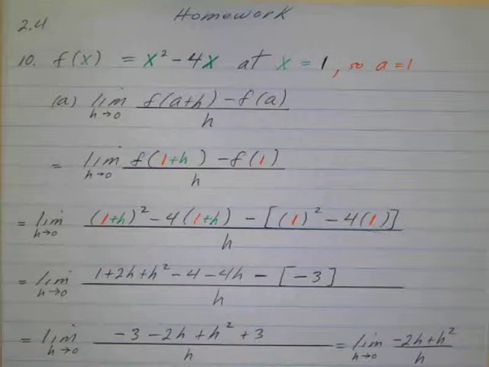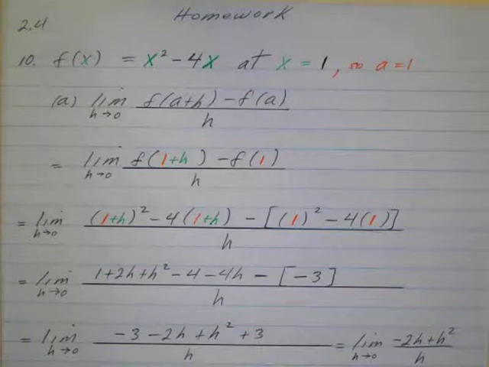Okay, some more problems from section 2.4. This is number 10. And we have this function, f of x equals x squared minus 4x. And what we want to do is find the slope at x equals 1. And then we also want to find the equation of the tangent line and the normal line, and then graph all those.